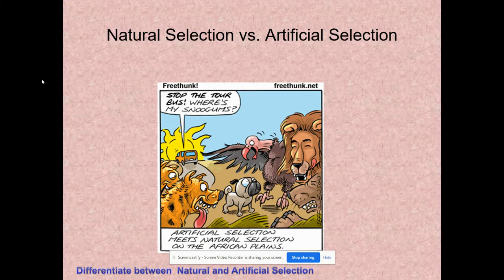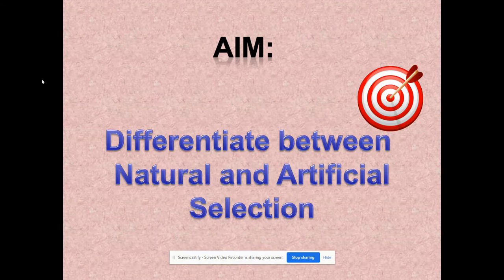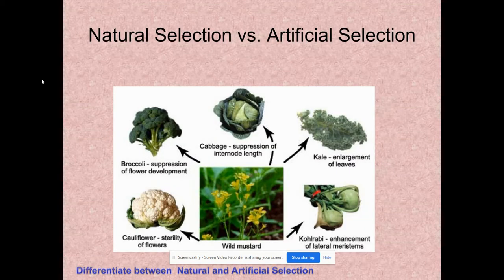Everybody, we're going to take a look at natural and artificial selection. By the end of this, you should be able to differentiate between natural and artificial selection. I think this cartoon right here kind of says it all. So here's our aim. Let's get started.